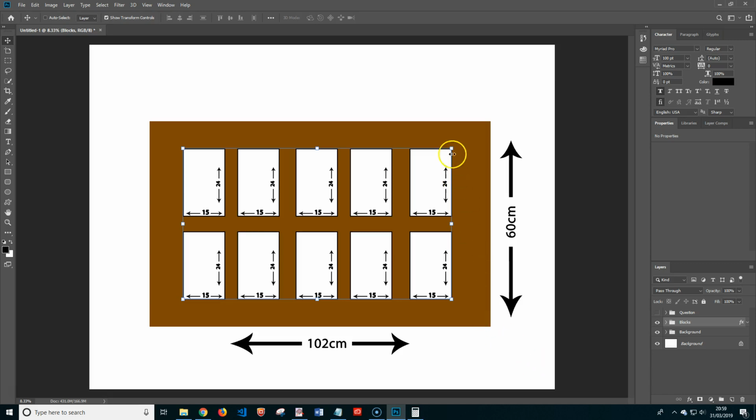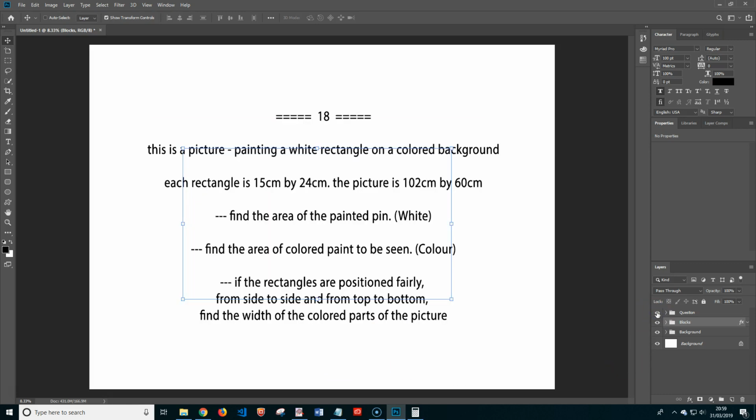We have the picture. I know it looks a little bit different than the one in the book, but the sizes are the same. So that's our picture with our background in brown, which is all dots in yours. And then there's our white squares with the right sizes inside them. So the question is, in the white rectangles and coloured background, each rectangle is 15 by 24 and the picture is 102 by 60.